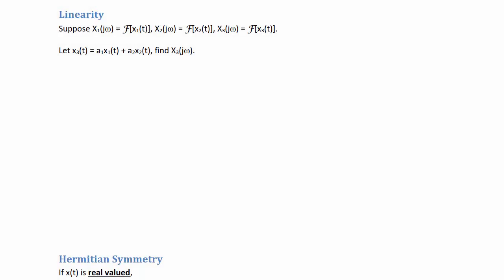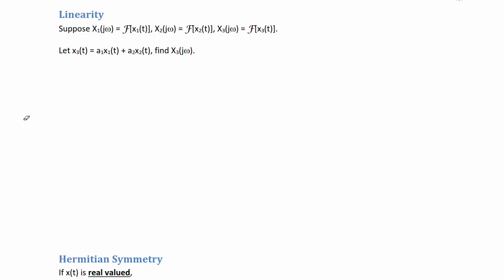The first property we will examine is linearity. Suppose x1 of j omega is equal to the Fourier transform of x1 of t, and x2 of j omega is equal to the Fourier transform of x2 of t, and x3 of j omega is equal to the Fourier transform of x3 of t. Let x3 of t equal a1 x1 of t plus a2 x2 of t. Find x3 of j omega.